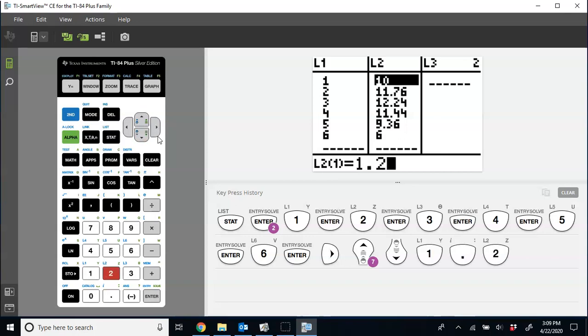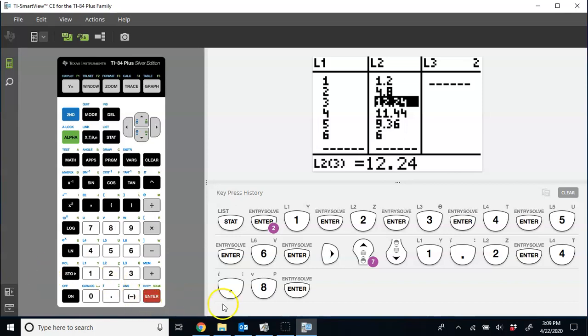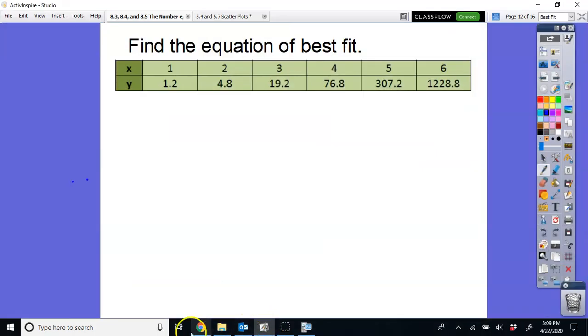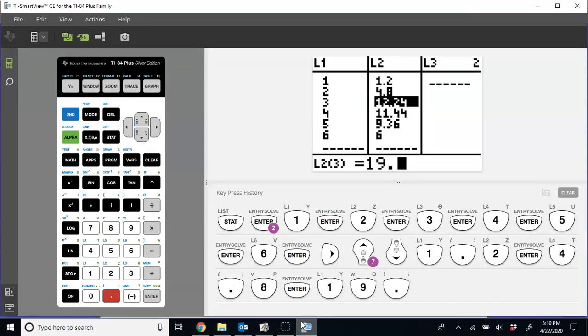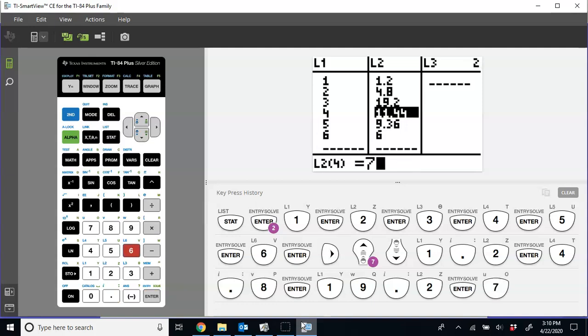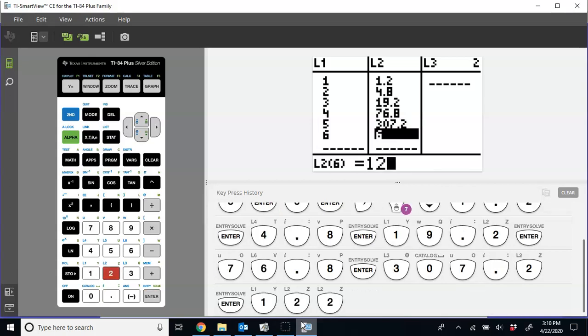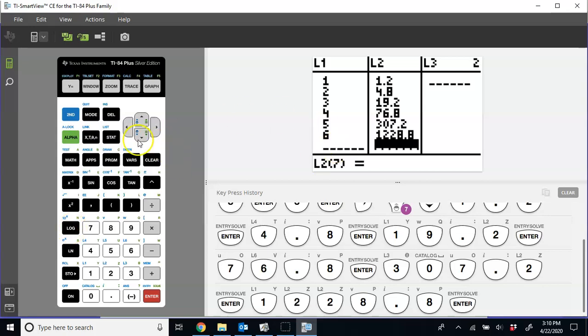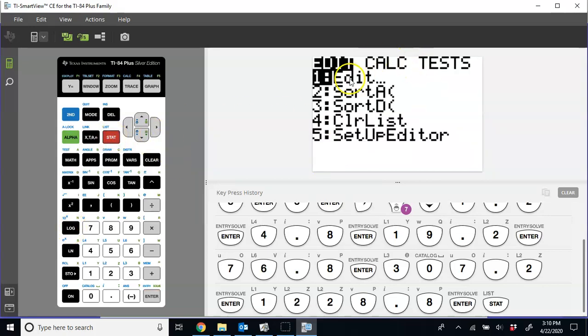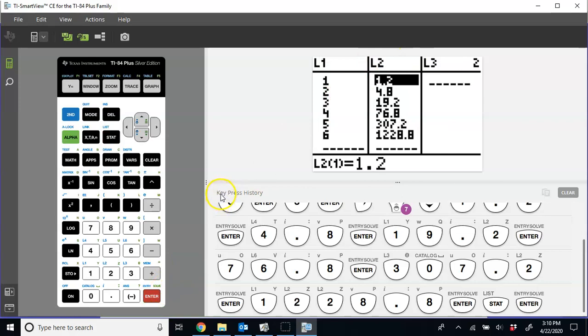We had 1.2, 4.8, and I'm going to forget the rest of them. 19.2 and 76.8. Then we had 307.2 and 1228.8. I type in those numbers into the calculator just like I did into the table. Again, that's underneath the Stat menu. Go to Edit. Stat, Edit.